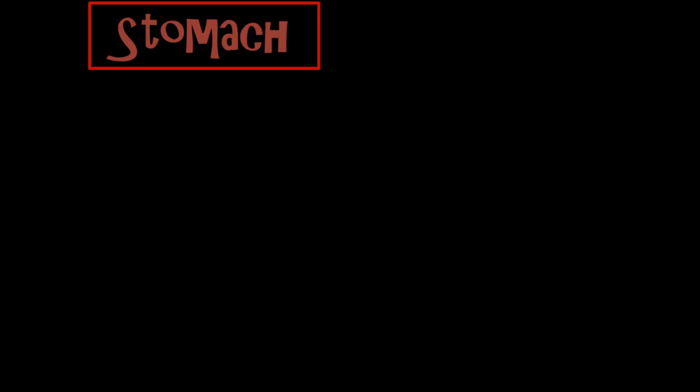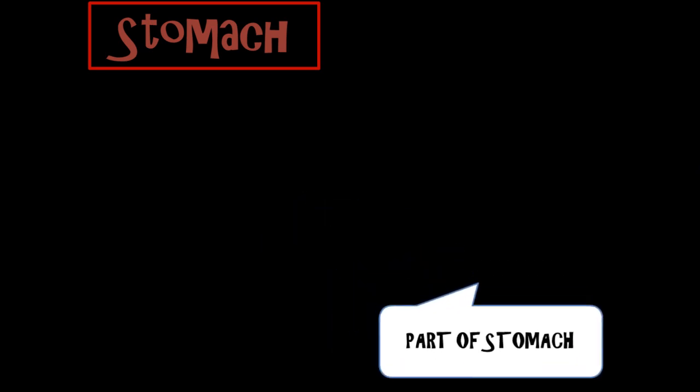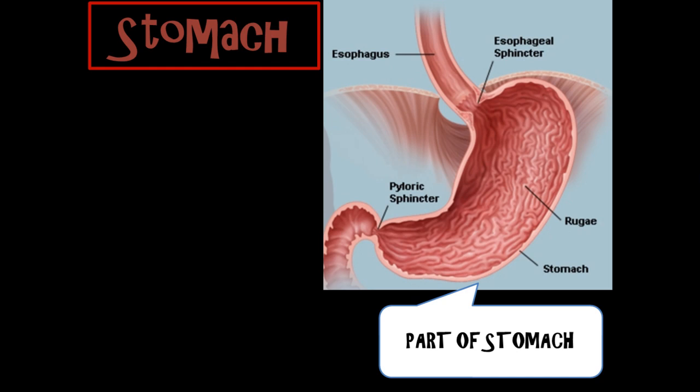Stomach. The main function of the stomach is to process and transport food. After feeding, the contraction activity of the stomach helps to mix and grind the food. Parts of the stomach. The stomach consists of the fundus, rugae, esophageal sphincter, and pyloric sphincter.